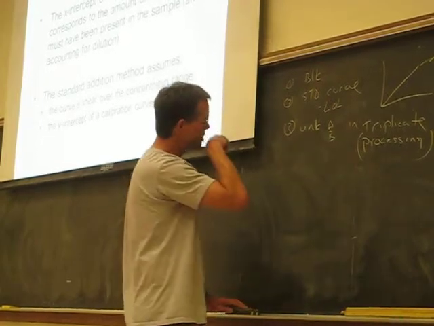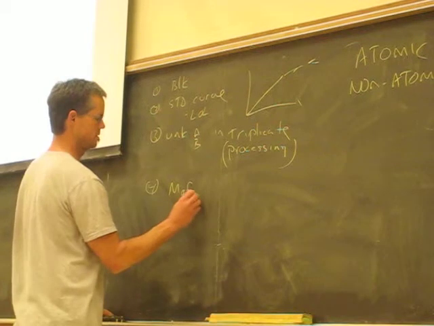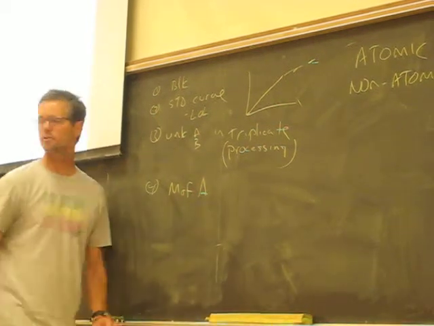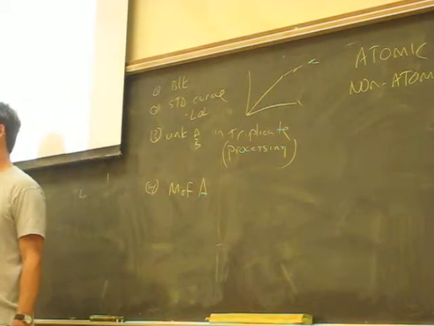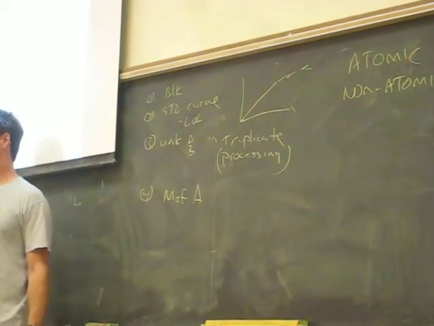And then you have the method of addition for each one, A and B. This is for copper, and this is for lead. That's what you want to go for.